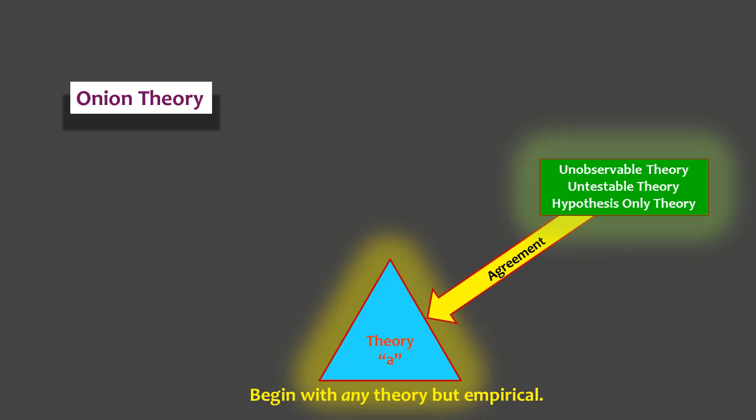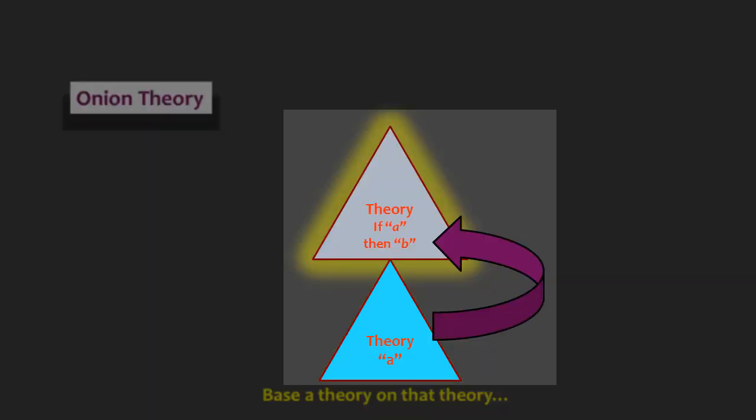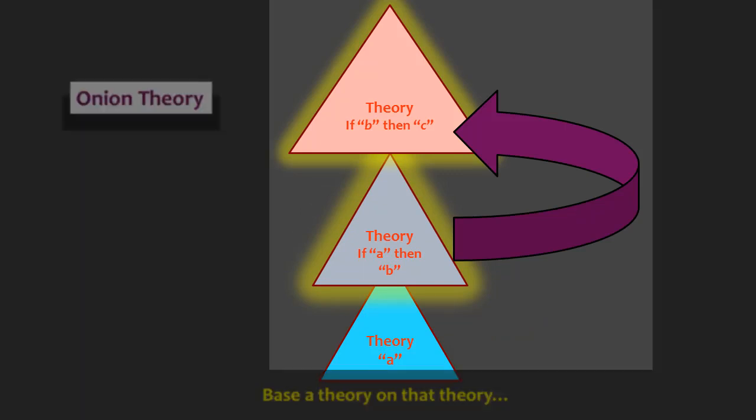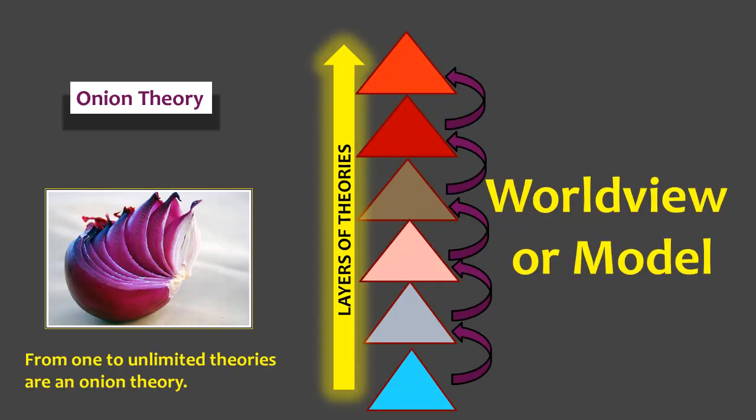If we begin with an unobservable theory, untestable, or a hypothesis-only theory, and we'll go ahead and call this first theory, Theory A. The way this goes is Theory A is assumed to be true, and then based on that truth, a new theory emerges called Theory B, thus creating another layer in our onion. From here, another theory can be placed on top of this theory, and this process can go on and on. Eventually, these layers of theories become something often called by scientists a model, or in my case I would call them a worldview.